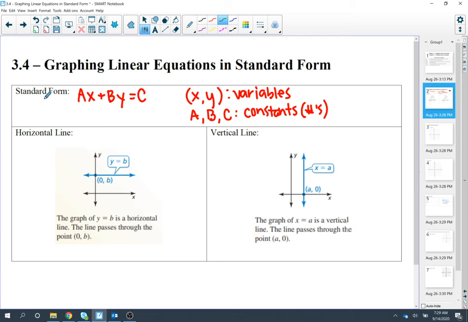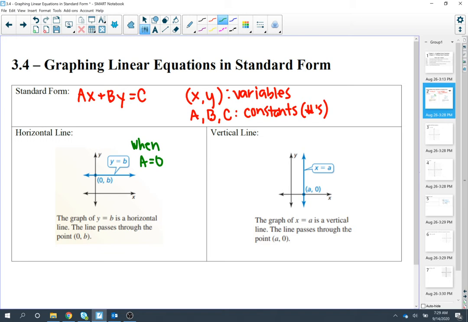Now, in standard form, let's say we have a horizontal line. A horizontal line is going to look something like this. This is a function. It passes the vertical line test. This is y equals b, and this occurs when a equals 0.